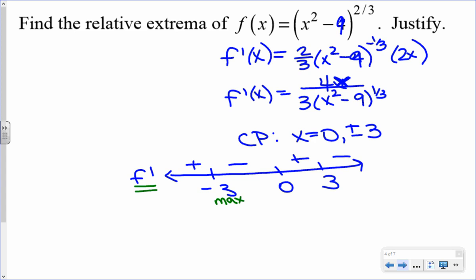Same thing is happening at +3. Our derivative is changing from positive to negative. We're going to have a maximum. At 0, our derivative is changing from negative to positive, which means we're going to have a minimum. So I just made little notes to myself. All right? But now I'm going to officially write them down. Okay? That's not an acceptable answer. That's just kind of some notes as you're doing your work.